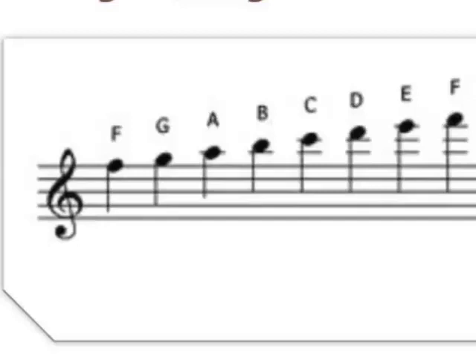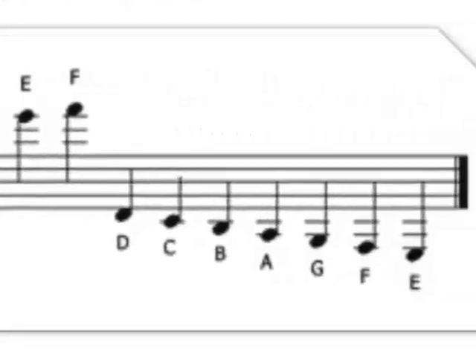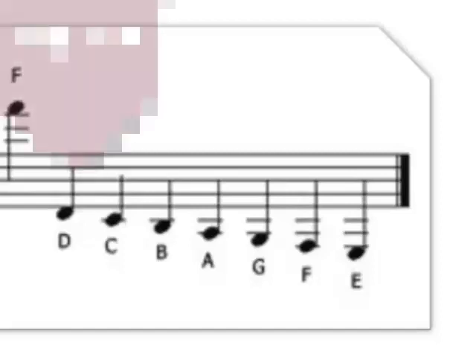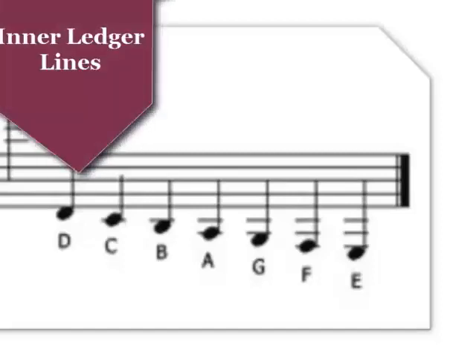Then if you look on the second part of this slide, you'll see what we call inner ledger lines. These are ledger lines that are within the grand staff. They're notes that would normally be played in the bass clef, often with your left hand. So they're called inner ledger lines. They follow the same process. What you're doing is you're extending your staff lower into the bass clef.